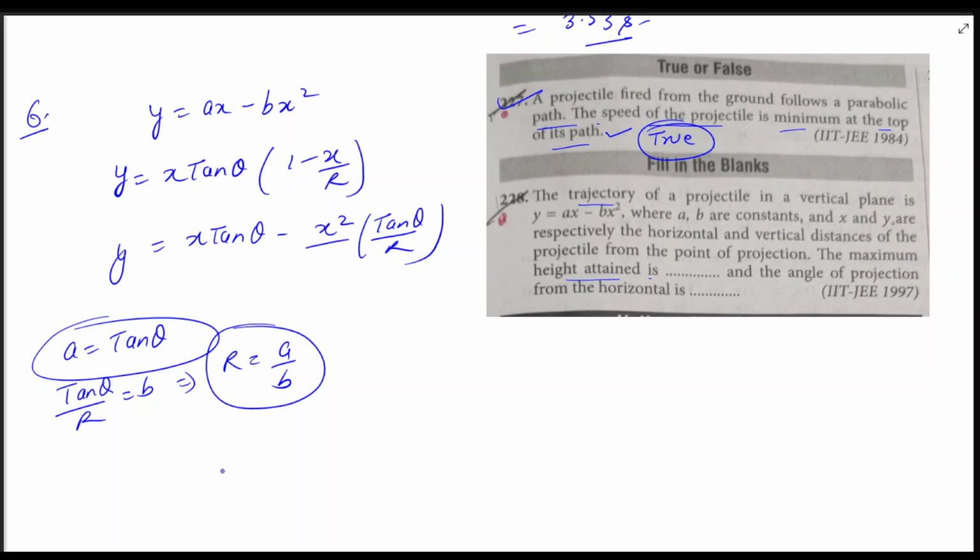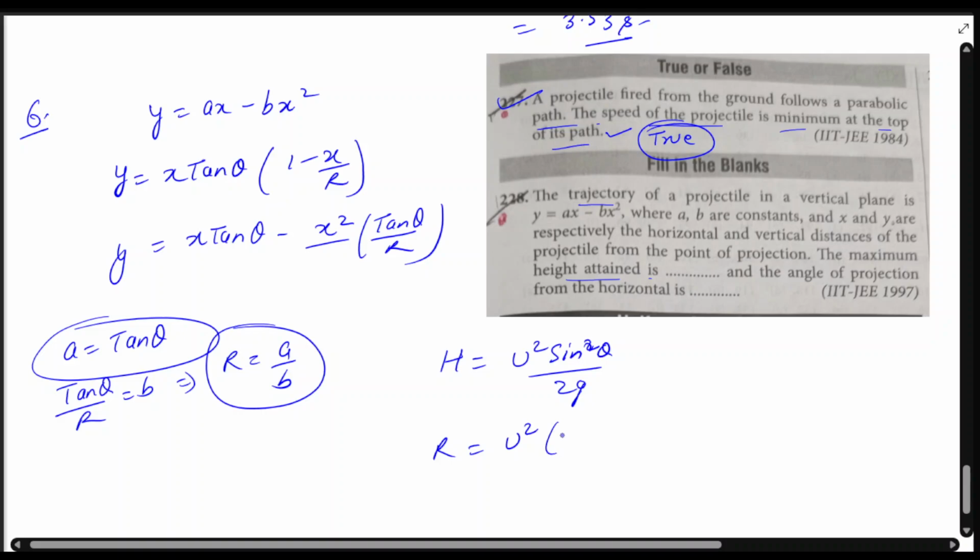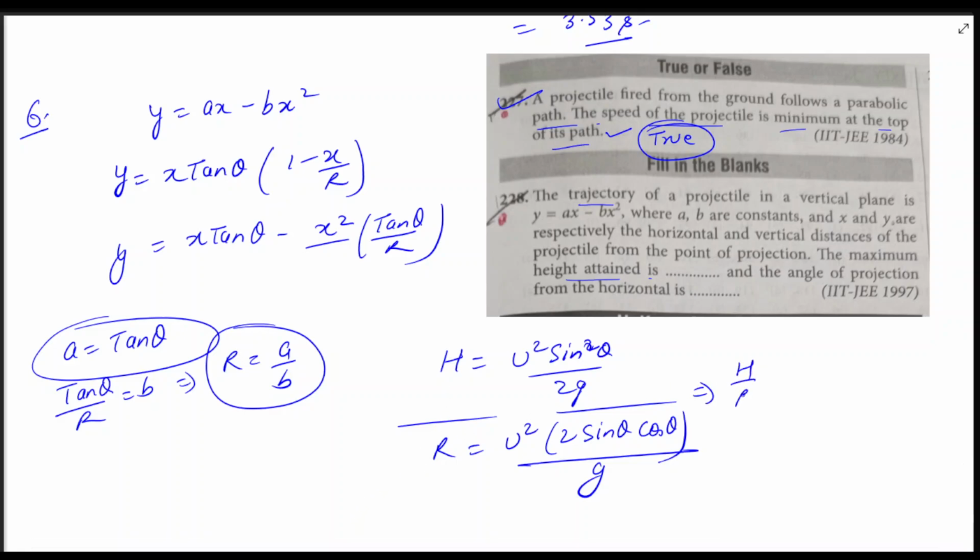Now the maximum height attained we have to find. Okay, so the formula for maximum height attained was u square sine square theta divided by 2g. Let's also write the formula for range. What was it? u square sine 2 theta, we can write 2 sine theta cos theta, divided by g. Let's divide both of them. So we will have h by r equals u square gets cancelled, g gets cancelled, one sine theta will cancel. So it will be sine theta by cos theta divided by 4. So sine theta divided by cos theta into 4, right?